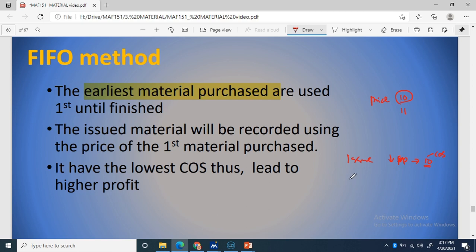At the end of the period, the closing stock is at the higher price. That's why your profit is higher. Sales minus cost of sales. Cost of sales consists of opening stock plus purchases minus closing stock. So when your closing stock is higher, cost of sales will be lower, so the profit will be higher. So this is first in, first out.